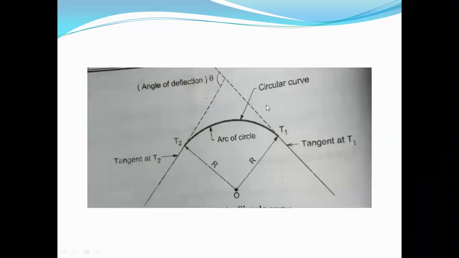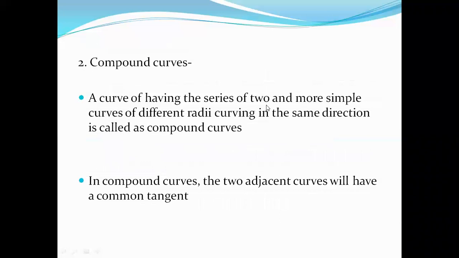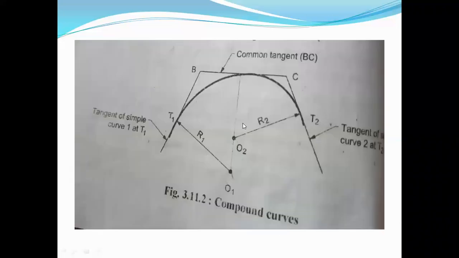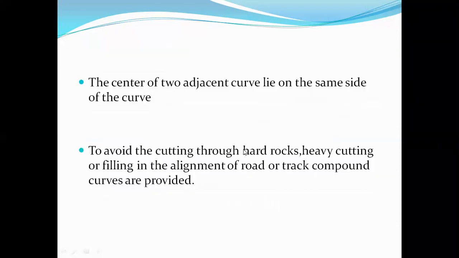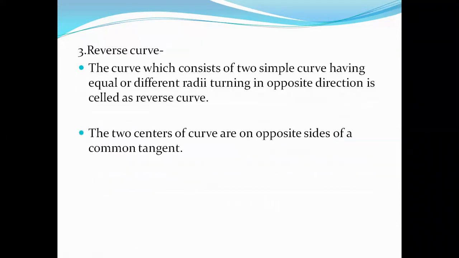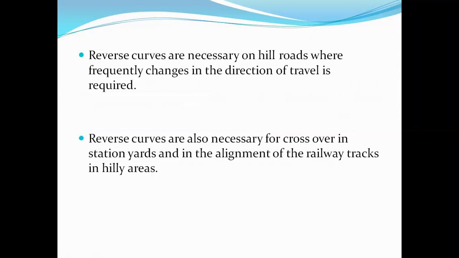This is a simple curve. Then second, the compound curve. The curve which consists of two simple curves is a compound curve. Then next is the reverse curve. The curve which consists of two simple curves having equal or different radii and turning in the opposite direction. That is, two simple curves provided in opposite directions is called a reverse curve.